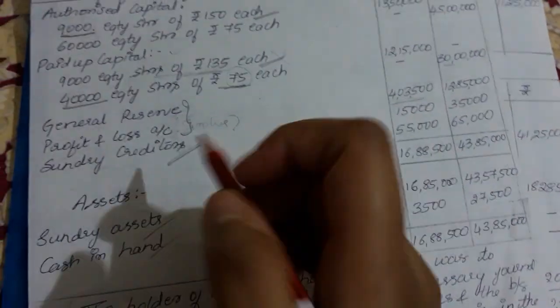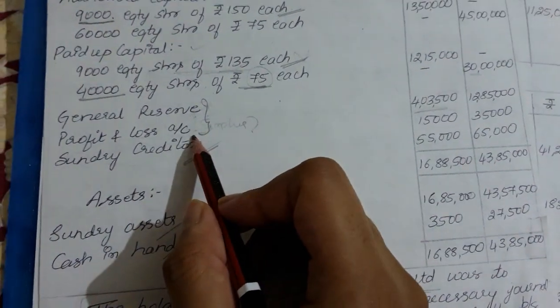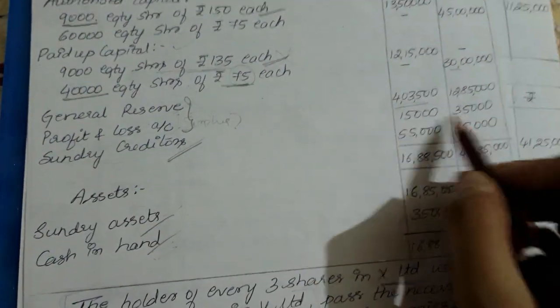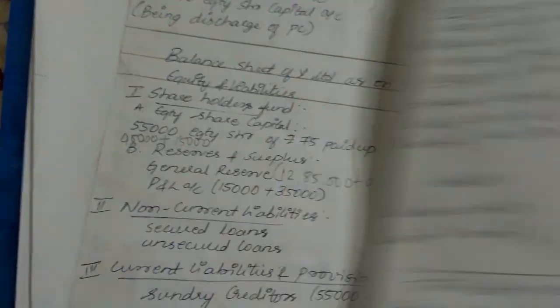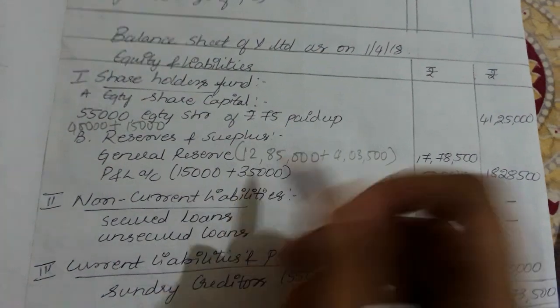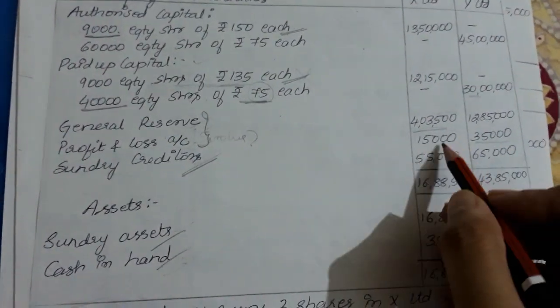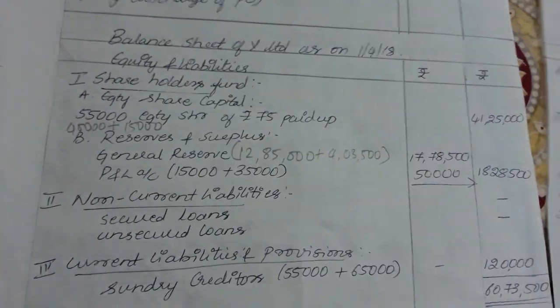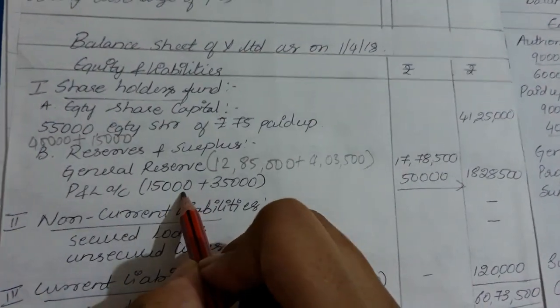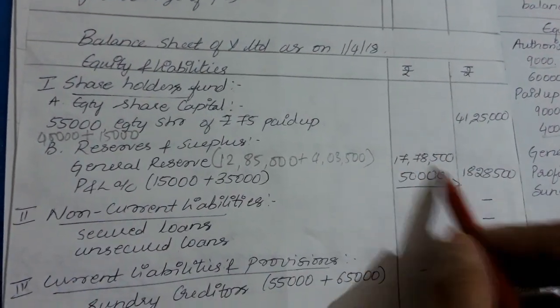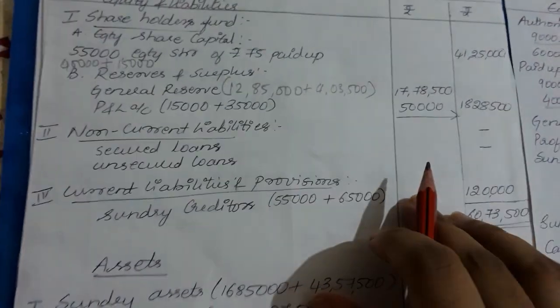So next, what is there in the balance sheet, that is the profit and loss account. We will be first taking 35,000 of Y Limited, 35,000 Y Limited profit and loss account, and also the old company, that is X company's 15,000. We will be taking that 15,000 here, 50,000. So totally reserves and surplus is 18,28,500.